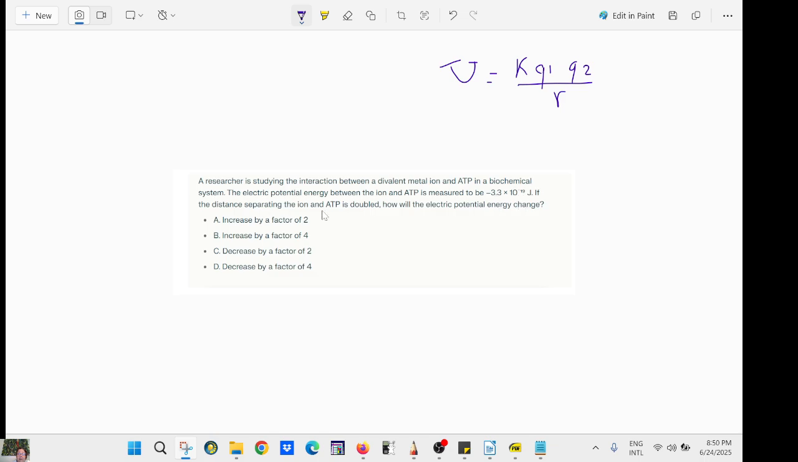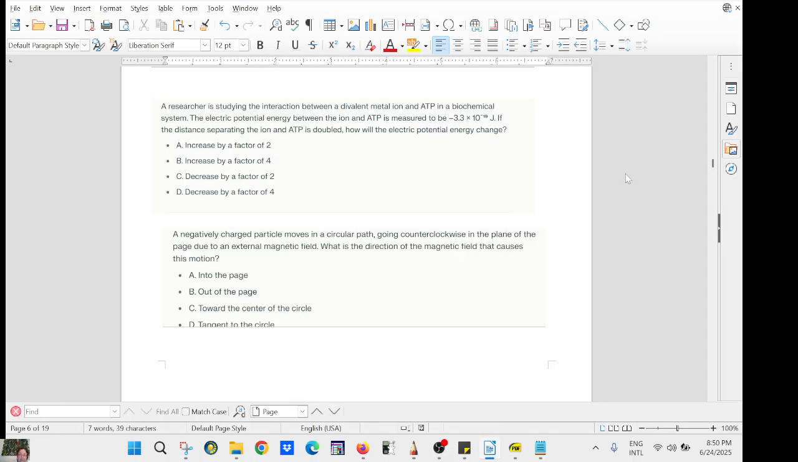So anyway, if you multiply the distance by 2, what's going to happen to the electric potential energy? So if this is multiplied by 2, so this one has to be divided by 2. So the electric potential energy will decrease by a factor of 2, not 4. Okay, not to confuse with the electric force, which is Q1, Q2, and the distance squared. Okay, so then you have this question.